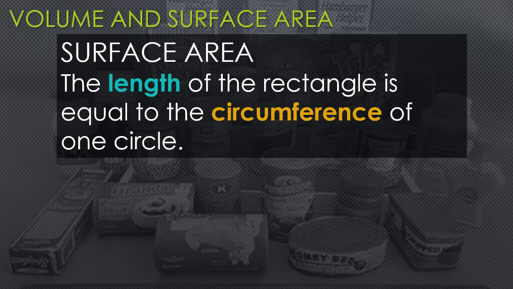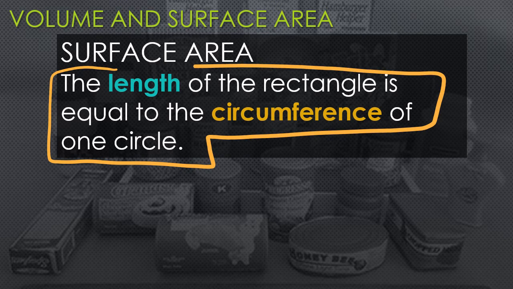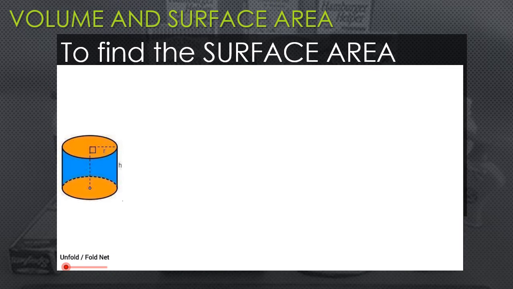So now let's go ahead and see what this is going to look like. A little tidbit of information that is going to help us: the length of the rectangle is going to be equal to the circumference of one circle. And so when we talk about this, you're actually going to be able to see what it'll look like. Here, we have a nice little visual illustration of a cylinder. What we're going to do is unfold it and then take a look at how we can figure out the surface area from the unfolded parts.